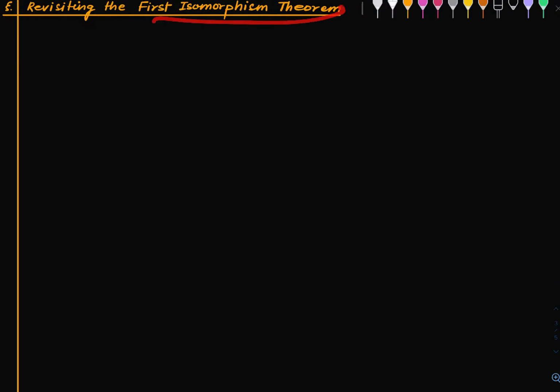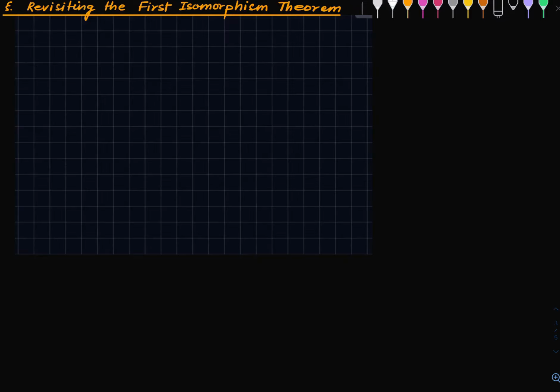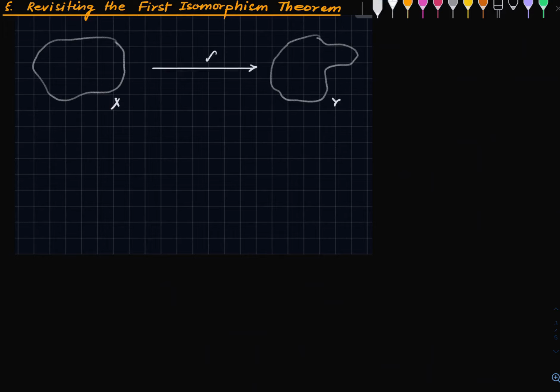So before we revisit the first isomorphism theorem, we need to revisit the set theoretic version of it, which is as follows. So suppose we have a set X and a set Y, and we have a map from X to Y, and suppose there is a relation. So let this be a relation on X.